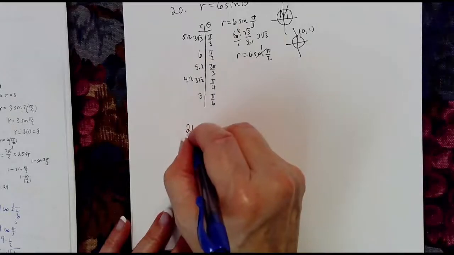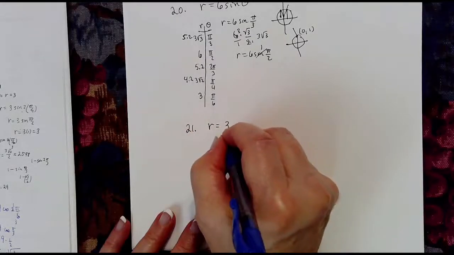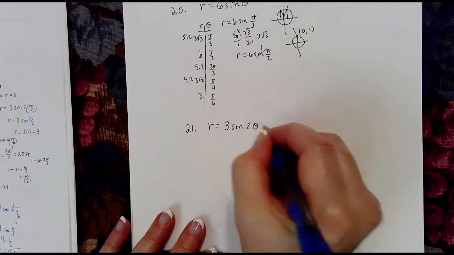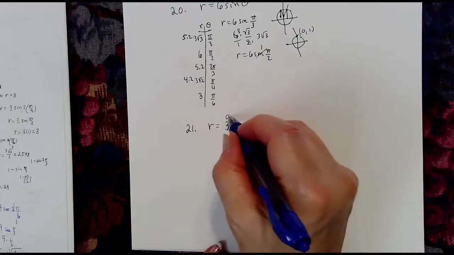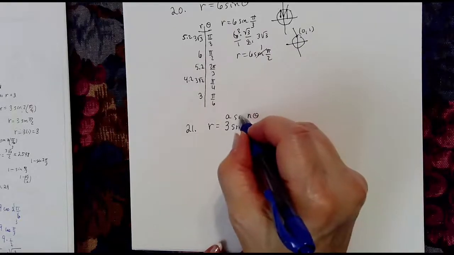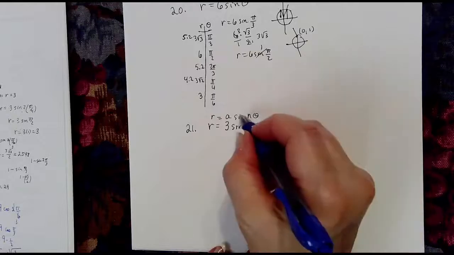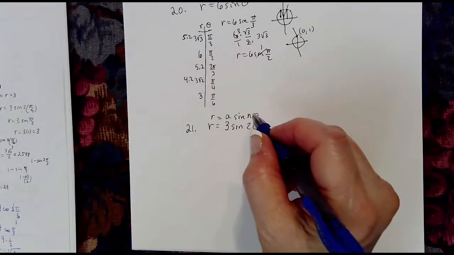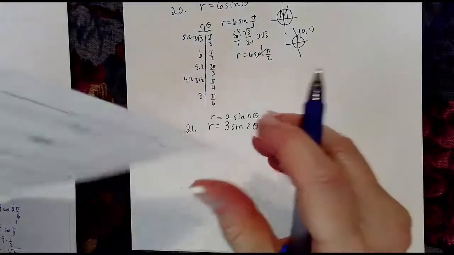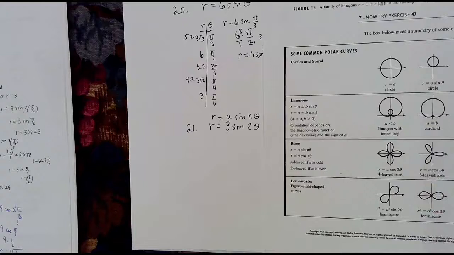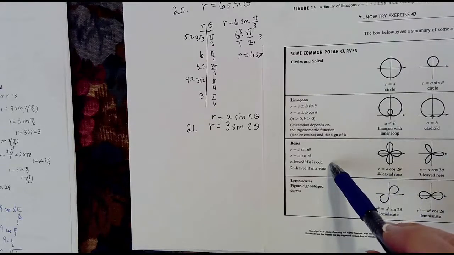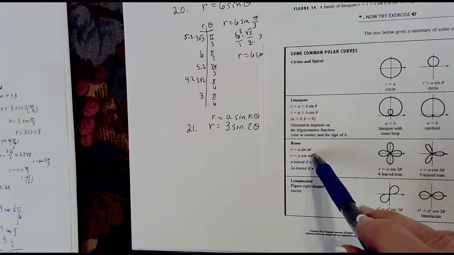So 21 is r equals 3 sine 2 theta. This is going to be an A, and this is going to be an n theta. So we've got r equals A sine n theta. So we look on our chart. Which one on the chart has this equation, r equals A sine n theta? Okay, does anybody see it? So it's going to be a rose curve, right? r equals A sine n theta.